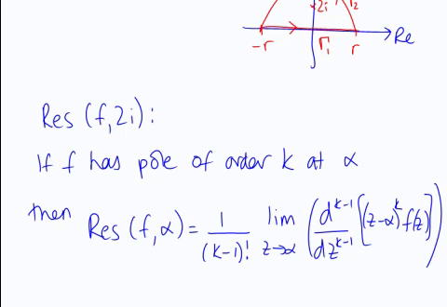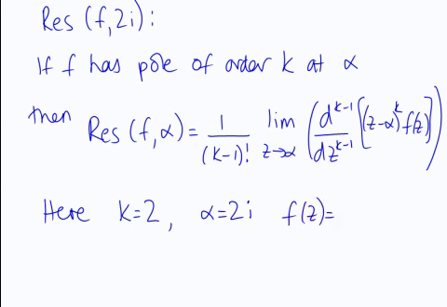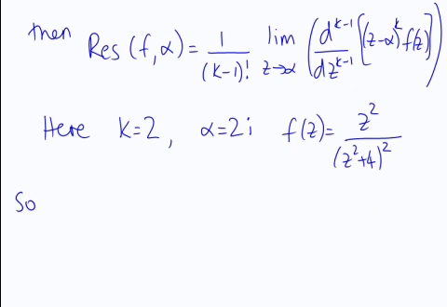I will now illustrate its use in this case. What we have is a pole of order 2. So here we have k equaling 2. We're wanting to evaluate the residue at 2i, and my f of z has disappeared off the top of the screencast, but it was z squared over (z squared plus 4) all squared. So the residue of that f at the point 2i is in fact, applying this result, 1 over (k minus 1) factorial.